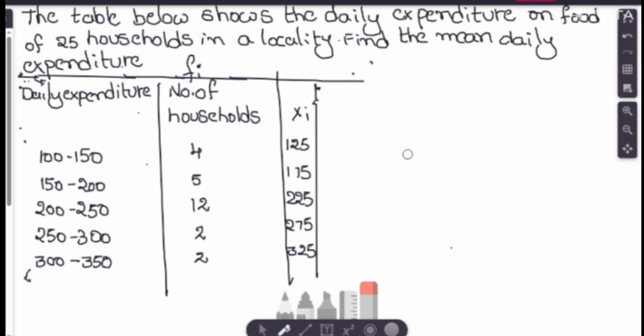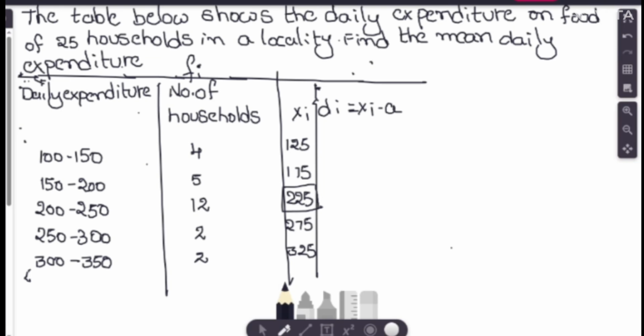See here, this is also called the deviation method or assumed mean method. We need the fi into di column. Very important. Here di is equal to xi minus a. So what is this a? A means, if you observe the xi column, whatever middle value is there. See 1, 2, 3, 4, 5 are there. So the middle value is the third one.